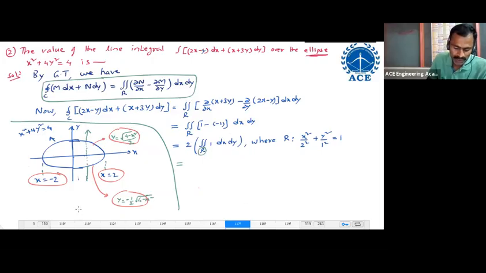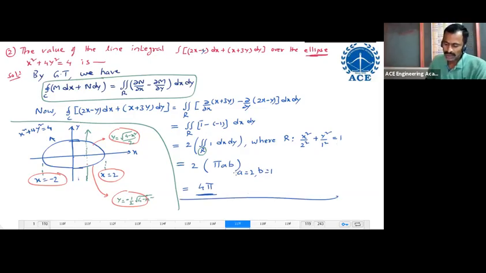Without evaluating the integral using limits, we write the value directly like this. The area of this ellipse is pi a b, with a equal to 2, b equal to 1, so 4 pi. Whenever the function is 1 inside the double integral, we can write the value of the integral with the help of the area of the given region, without evaluating using limits. Using these limits also, if we evaluate, we can get the same answer. You can try this also. It is the advantage of the double integral.